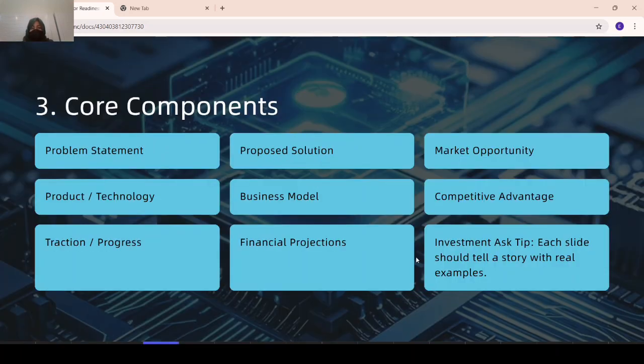What are the core components inside it? First of all, there is the problem statement, that is, what is basically our idea, what is the problem, and why we are establishing that innovation. Then the proposed solution, then market opportunity, then product and technology, then business model to make that thing more valuable, competitive advantage, traction and progress, financial projections, and investment ask.